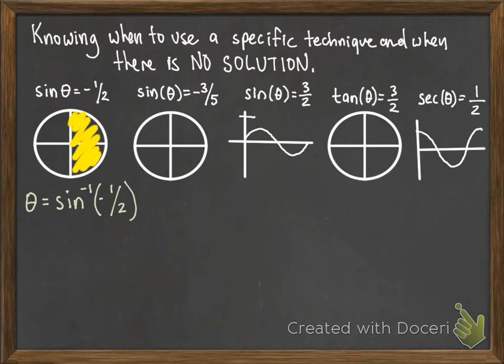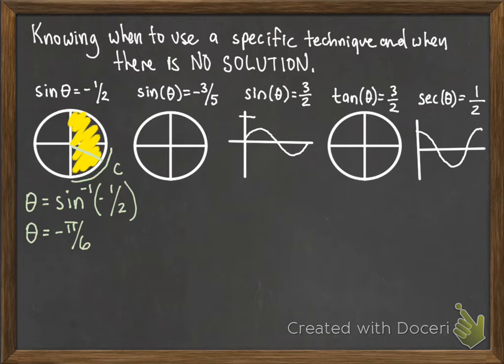Well, we know it has to be in this area right here, because that's where cosine is positive. And so we think, okay, what angle, when I take the sine of it, is going to equal a negative 1/2 in that shaded region? It looks like we can safely say it's going to be this guy right here, and that is a negative 30 degrees, or a negative pi over 6. And so theta will equal a negative pi over 6.